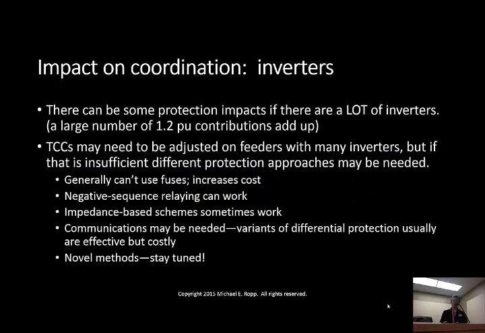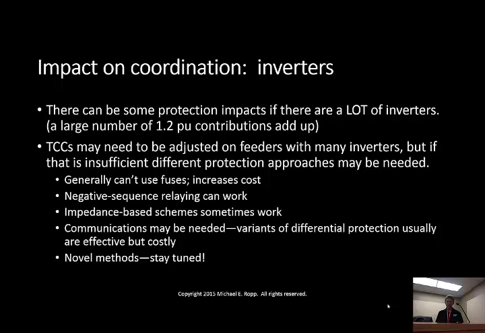I mentioned before that we got this 1.2 roughly per unit contribution to fault current from inverters. If you have a lot of inverters, well, it could add up to a lot of 1.2 per unit fault currents. So if you've got a dozen PV plants on a feeder, then you may want to start taking a look at how much fault current is being contributed.